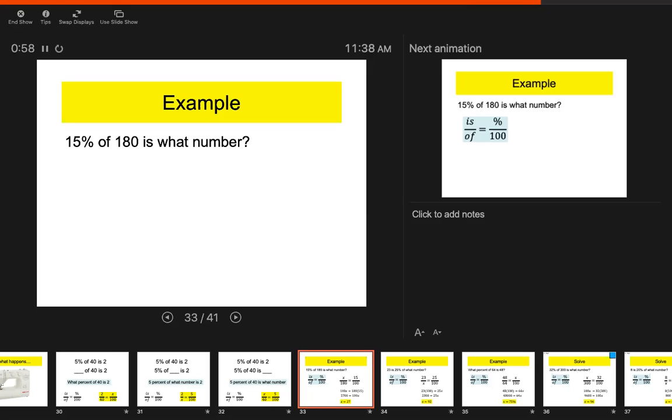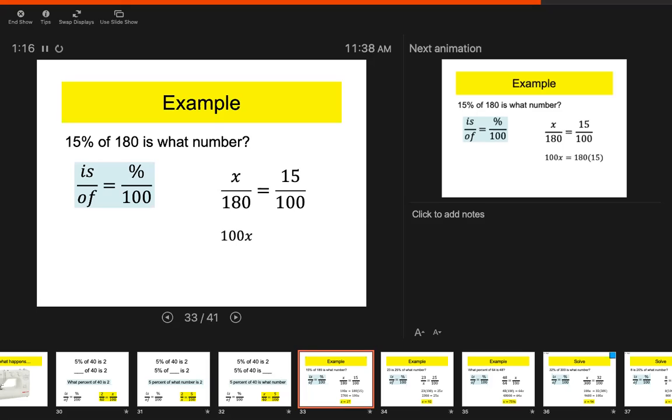Our problem is going to be the cross multiplication. Where does the 15 go? Where does the 180 go? Therefore, we're missing the is, that's your x. Cross multiply. This is x times 100 or 100x. This is a big number. Could you solve that? Yes. 180 times 15, use the calculator, it's 2700, and divide that by 100.